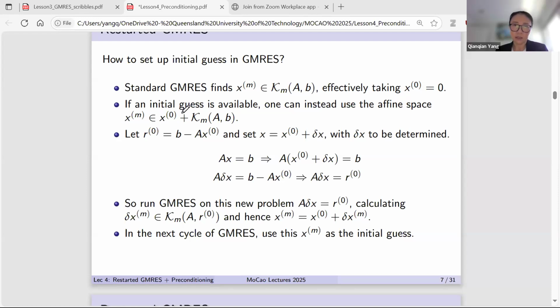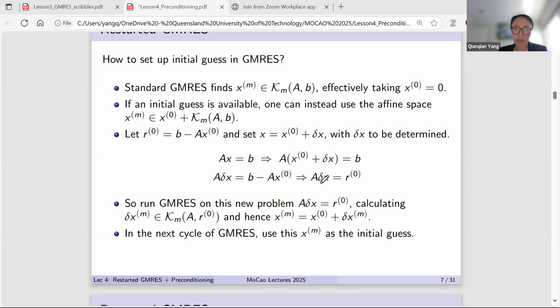So x_m is computed as x0 plus something in the Krylov subspace. Let our initial residual be just b minus A x0, that's from the initial guess, and then set x equal to x0 plus some delta x. So this delta x is the one we're going to solve for. We have the original problem, Ax equals b, and now x is written as the initial guess plus a correction, and then equals b. So we move A times delta x to the left-hand side and put the rest on the right-hand side, and this becomes A delta x equals r0, the initial residual.